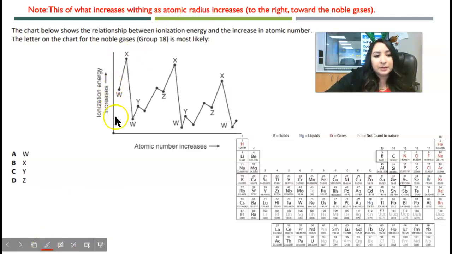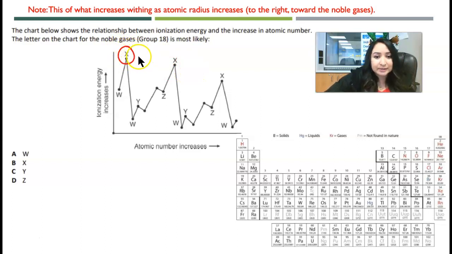So here on your y-axis, you have the ionization energy increases. So this one is probably the one that has the greatest ionization energy. Here you have the atomic number increases. If you notice, as the atomic number increases, the ionization energy actually gets lower. So when you have a low atomic number, you should have a high ionization energy. But let's figure out which one has the greatest ionization energy.